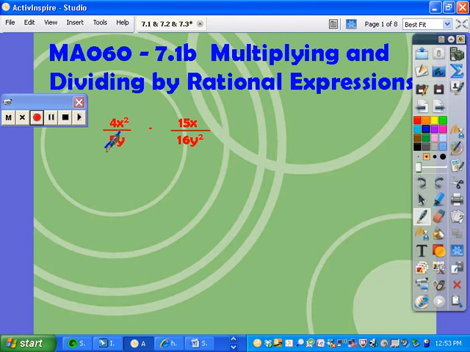So I'll take this 5 and cross it off and put a 1 there. 15 crosses off, you put a 3 there. All right, you can do the same thing with your 4 and 16. 1 and 4. But in addition to dealing with the numbers, you can also reduce your variables.